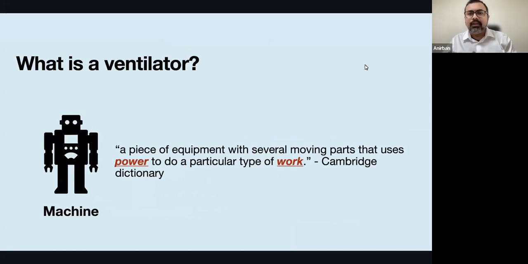So what is a ventilator? When we think about a ventilator, we have to choose a mode and set various parameters, and there are different types of ventilators. All ventilators are different. So this really creates anxiety in the mind of people who are starting out. In my presentation, I will try to make it very simple and let us understand what a ventilator is. A ventilator is nothing but a machine that uses some kind of power to do a particular type of work. So what kind of power?